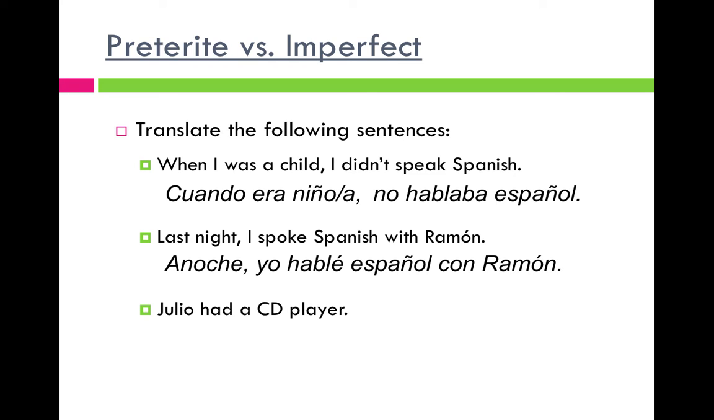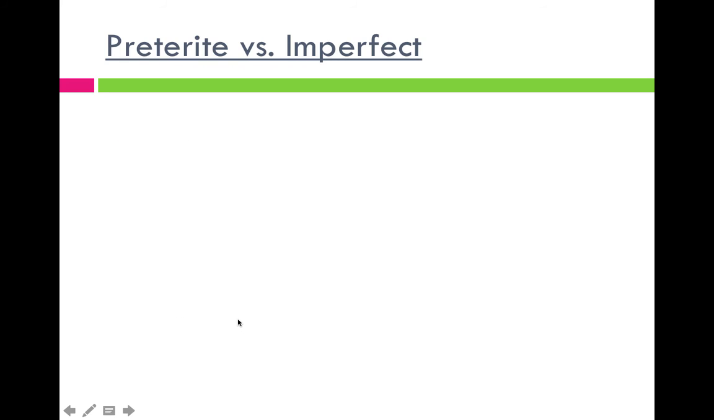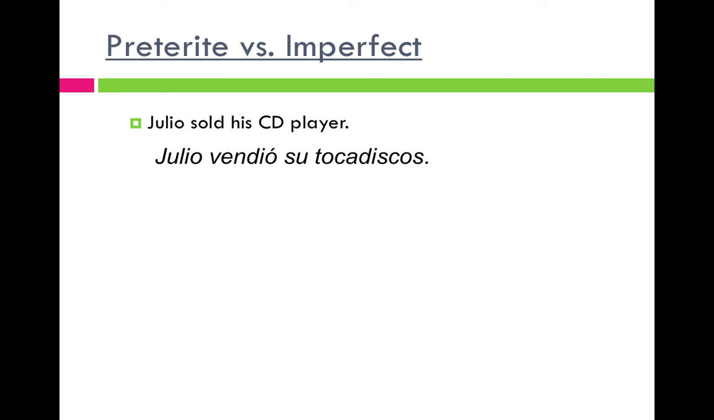Julio had a CD player. Julio tenía un tocadiscos. Tenía is going to be the imperfect because there was something that he used to have. Julio sold his CD player. Julio vendió sus tocadiscos. So he sold something that had a beginning and an end.